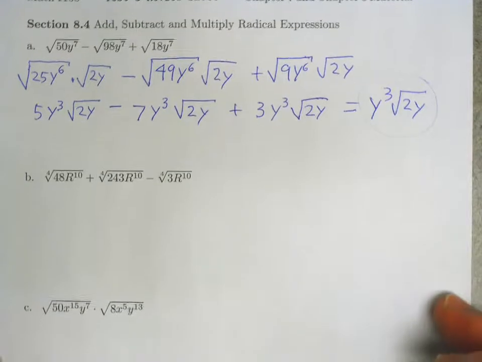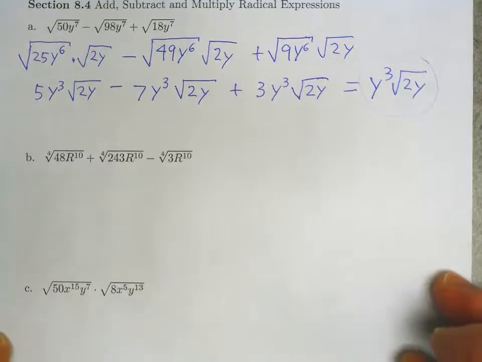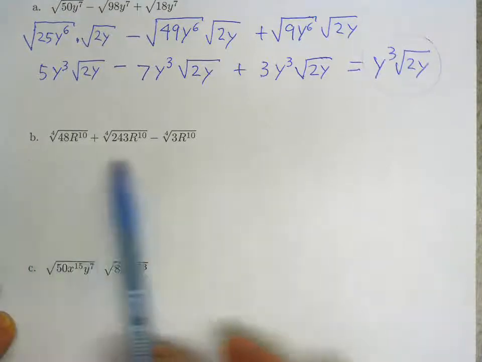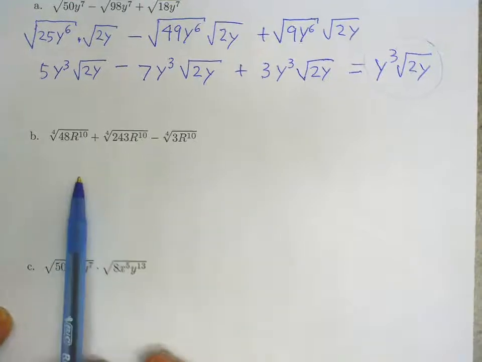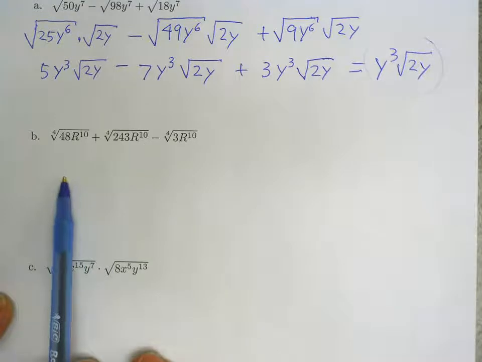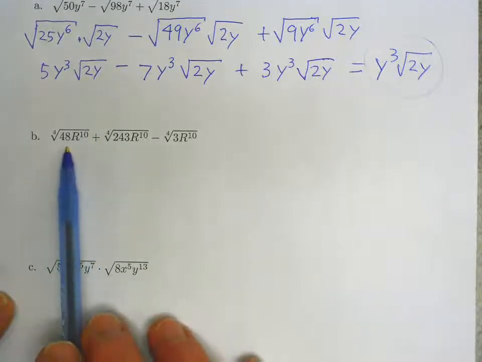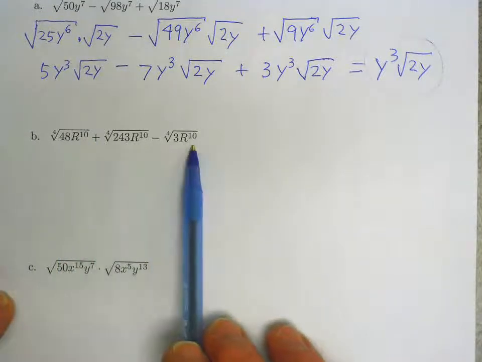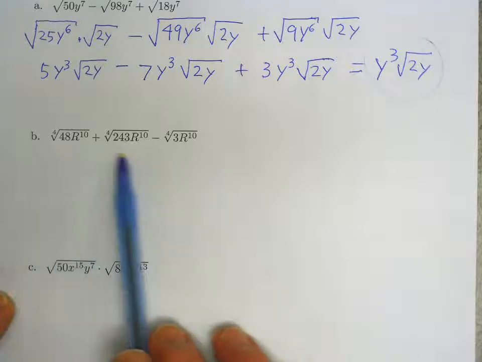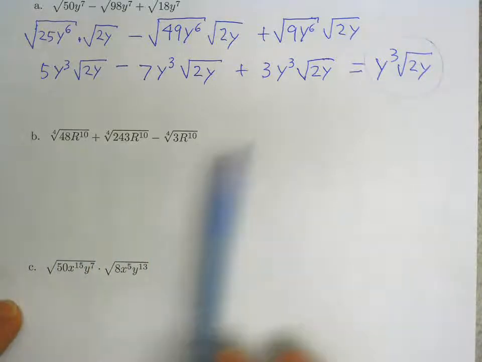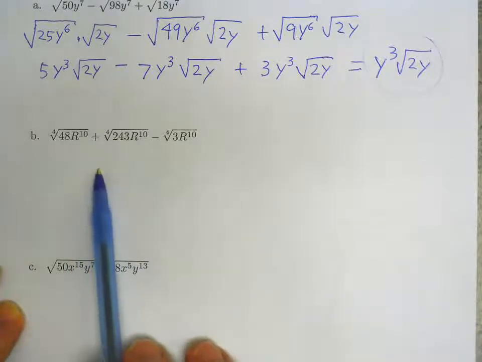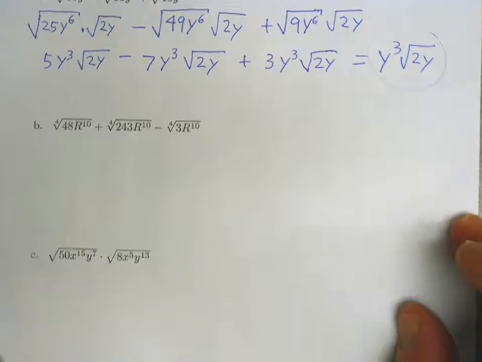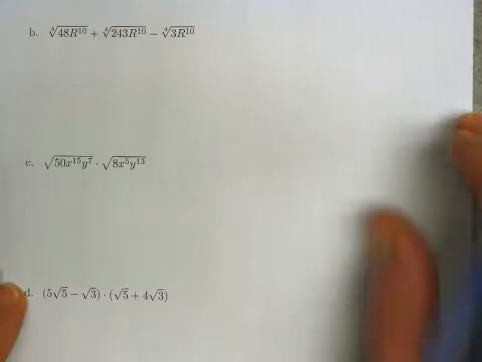Okay, the next one, let's bypass this one momentarily, and we might come back to it if there's time. I'll just mention, simplify each of the radicals first. Each one of those can be simplified. And then afterwards, if they are like radicals, you can combine by adding and subtracting. But let's move on to this multiplication.